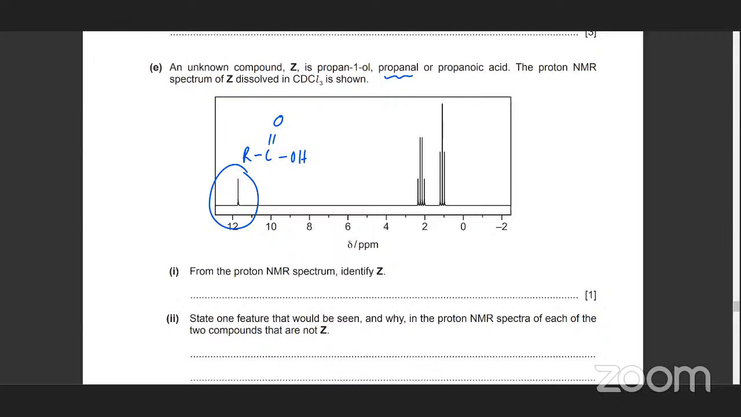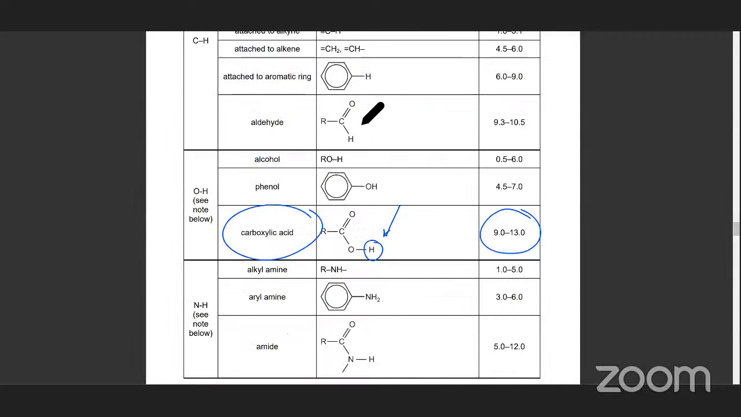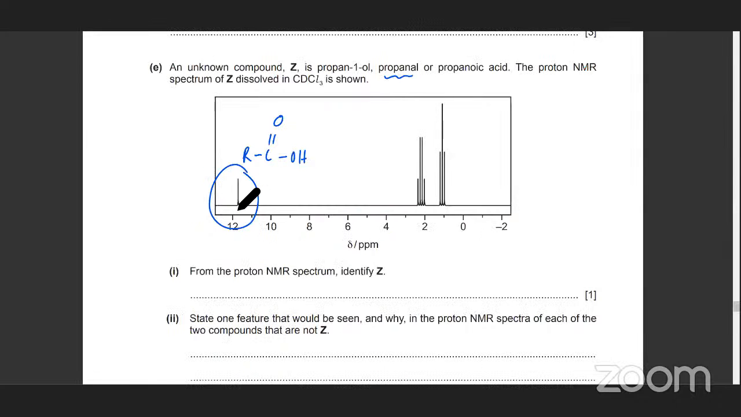Propanal is also very close to it. An aldehyde resonates at 9 to 10, so ours is probably further away from that. It's around 12, much higher than that. So the chances of propanal are kind of slim. And propan-1-ol is out of the question because the OH does not resonate in that range. So it's definitely a carboxylic acid. You're left with carboxylic acid, so propanoic acid, that's the answer.